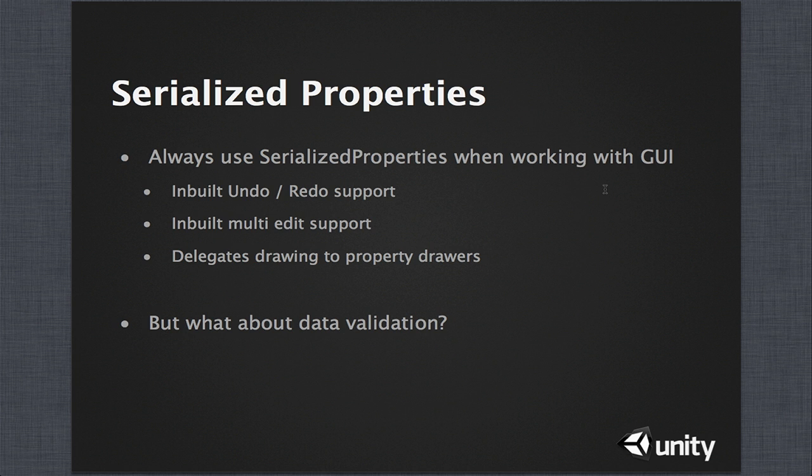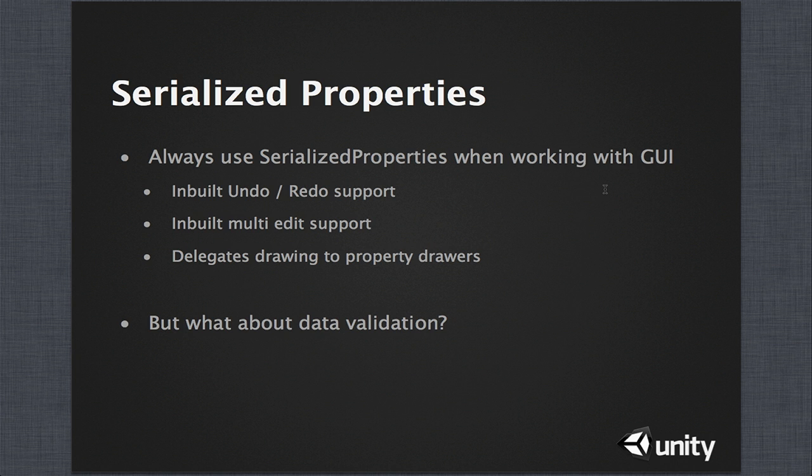As you saw in those examples, we extensively use serialized properties when working with GUI. There's a very good reason for this. The primary one internally is that it has inbuilt undo and redo support. So by using serialized properties, you don't have to write custom undo and redo code because they handle it for you. It also has inbuilt multi-editing support. All of the Unity controls that work through serialized properties do this, which means that you won't have to write crazy hard custom editors. You can just put the right attribute on your class, and if you're using property drawers, it'll just work.